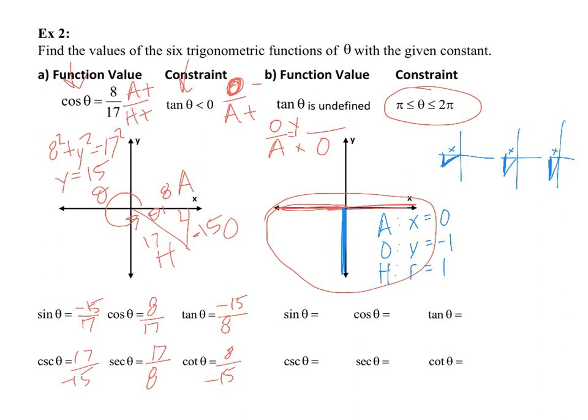So I already have my x, y, and r values here, or my adjacent, opposite, and hypotenuse, so I could answer all my trig functions. So I have opposite over hypotenuse. I have adjacent over hypotenuse. I have tangent, which is opposite over adjacent. That's undefined.